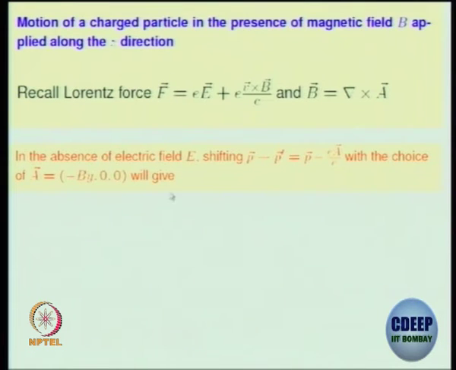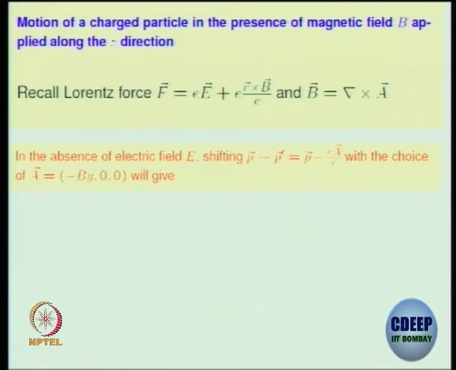So we are going to look at the absence of an electric field. What we will do is, naively, replace the momentum, as we do in classical mechanics. We replace the momentum by a shift. The reason we do this is, if we take the Lagrangian with this shift and write the Euler-Lagrange equations, you will get back your Lorentz force. I am sure you would have done this in your classical mechanics course.